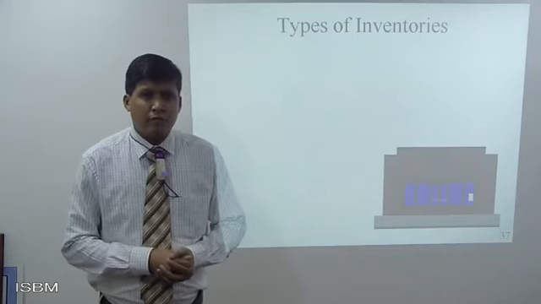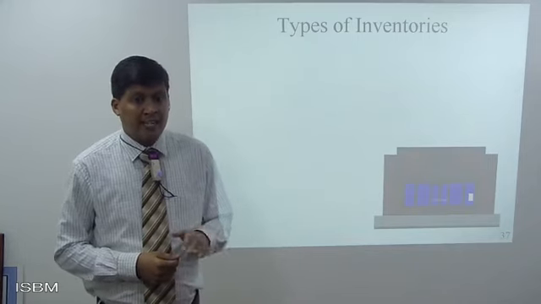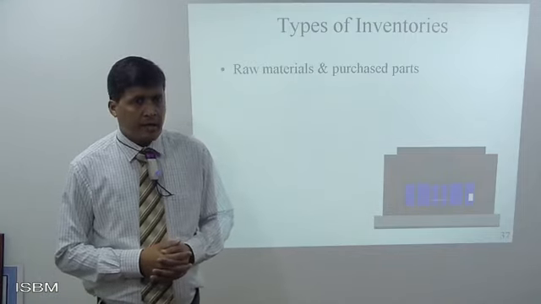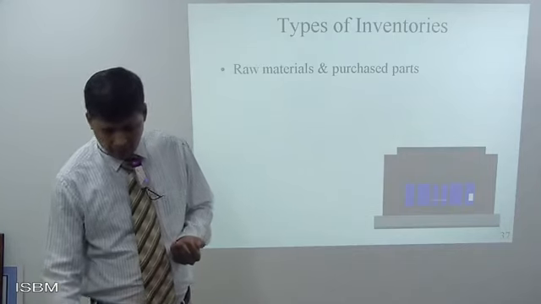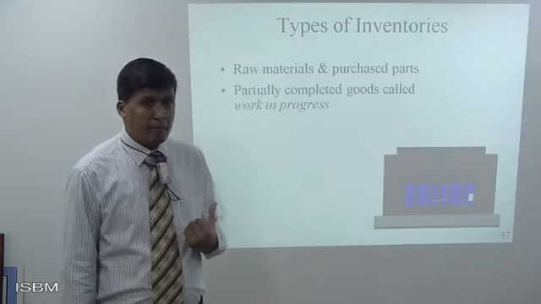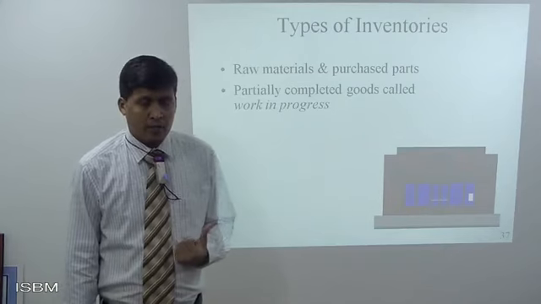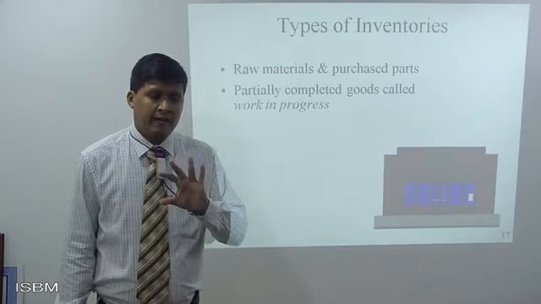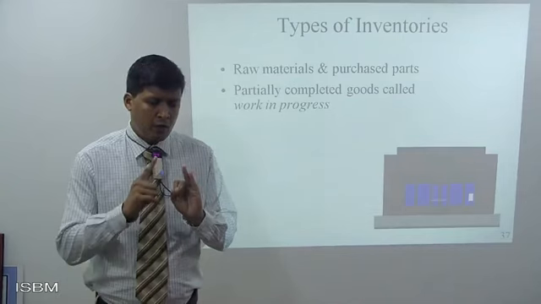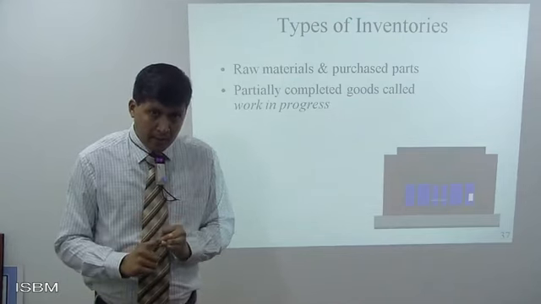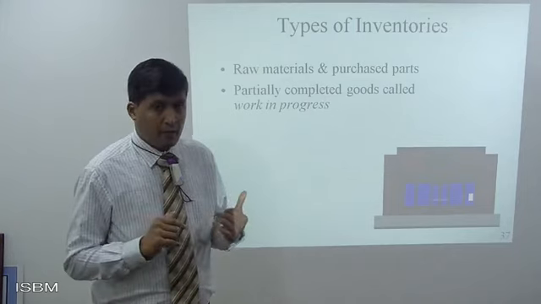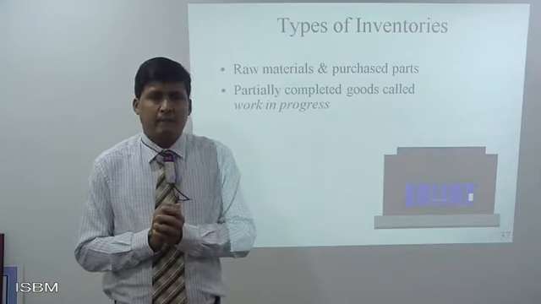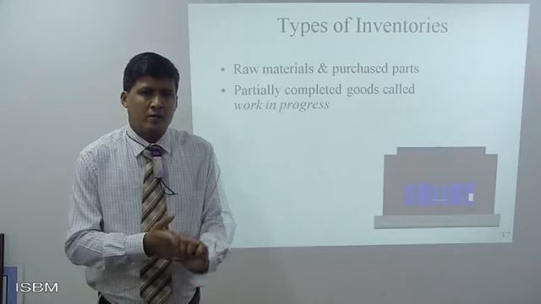Types of inventory. We also need to figure out certain types of inventory that exist. Raw materials and purchased parts as well. Partially completed goods, called the work in progress. Now we have spoken about work in progress. When we spoke about inventories, we spoke of inventory on raw materials, inventory on work in progress, inventory on finished goods. Work in progress are partially completed goods. Now let's take an example to know what work in progress or partially completed goods means.